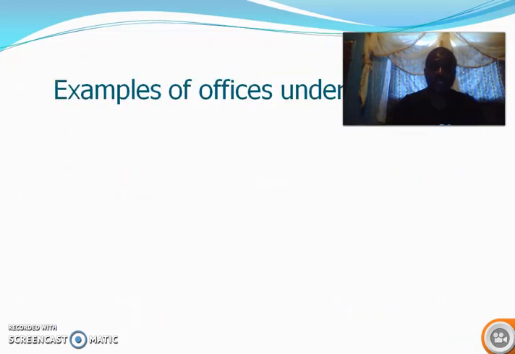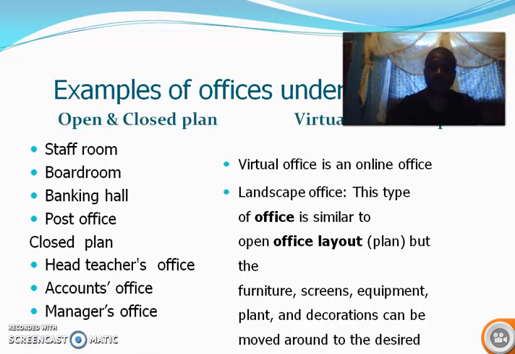Now, let us look at examples of these different types of offices that we have just listed. There are different examples under each type of office. We're going to begin with an open plan office. Under open plan office, we have an example of a staff room. A staff room is an example of an open plan office. A boardroom, a banking hall, a post office. So those are some of the examples of an open plan office.